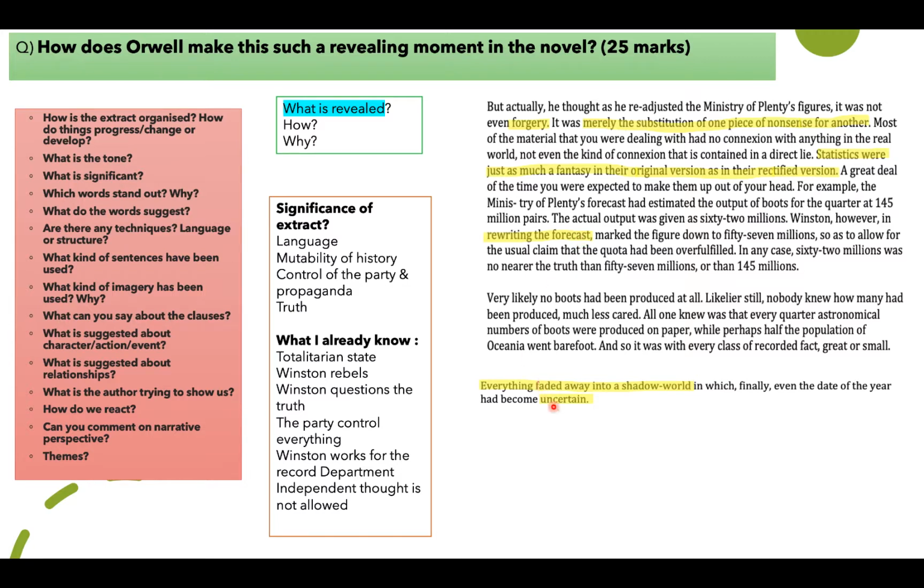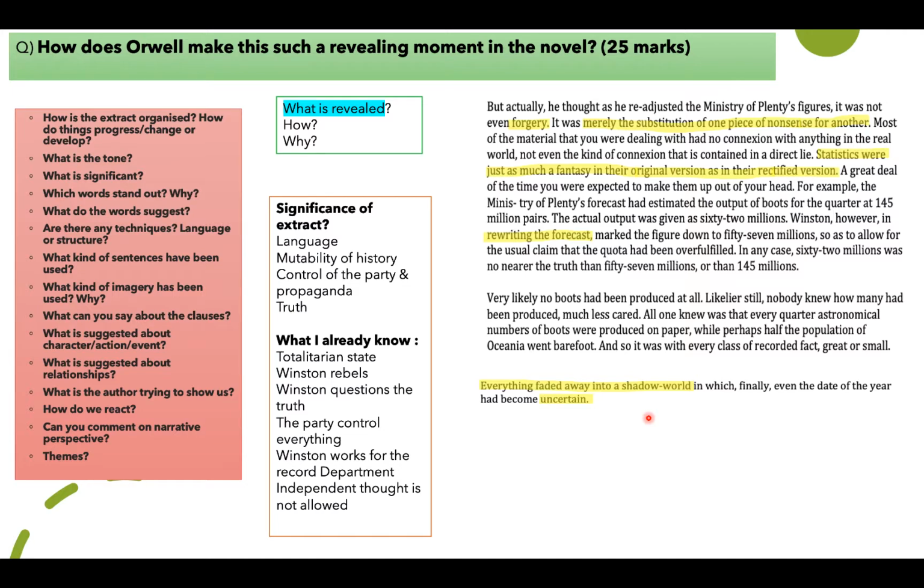And then at the end of the extract, "everything faded away into a shadow world in which finally even the date of the year had become uncertain." Again, imagery used here. I like the idea of a shadow world. It really tells us something about the totalitarian state. But again, this idea that everything has become uncertain really shows us something about the society that Winston is living in. So for everything that I've picked, I know why I've picked it. There's something I could say about it.